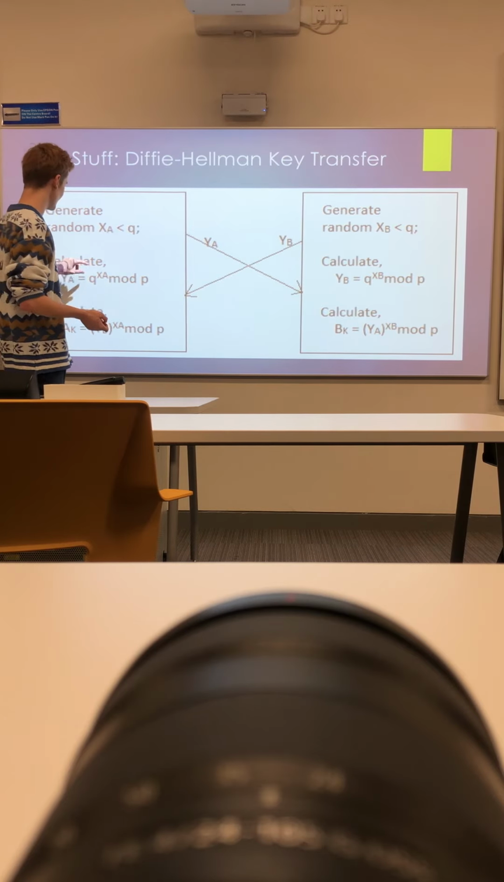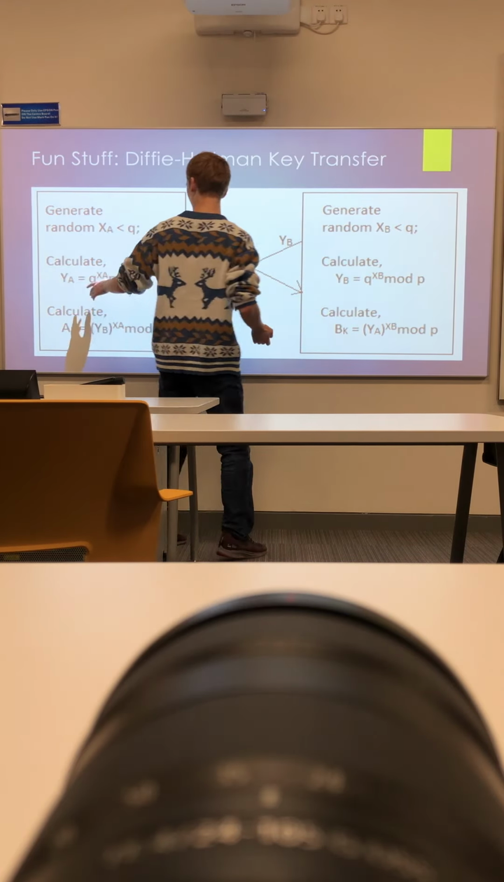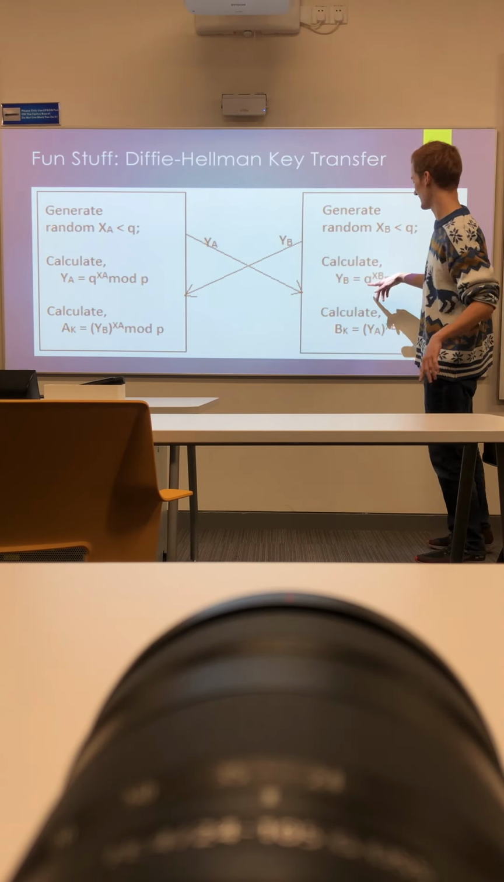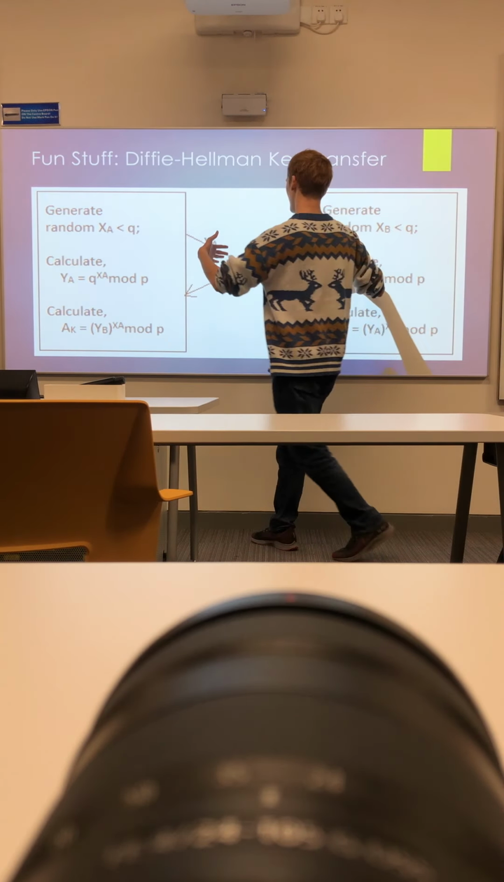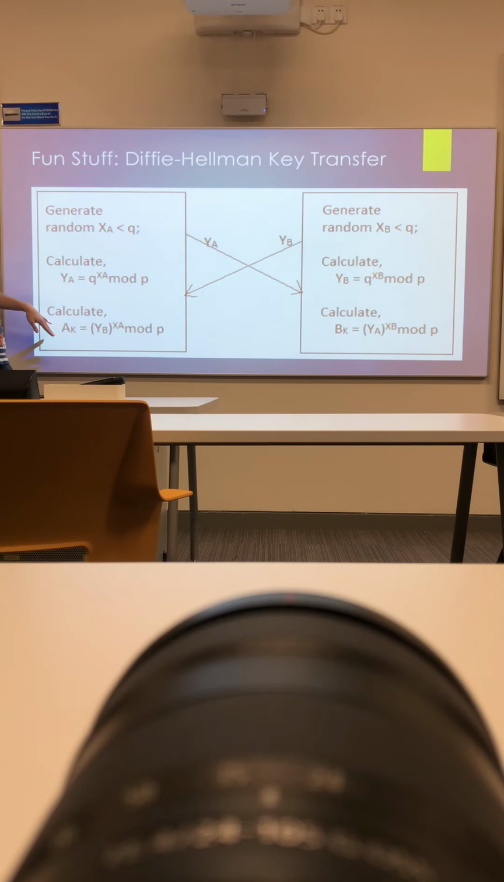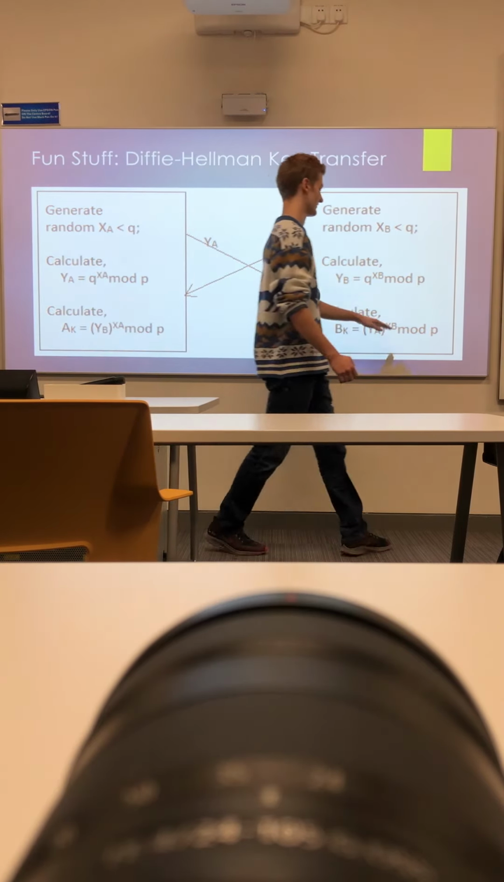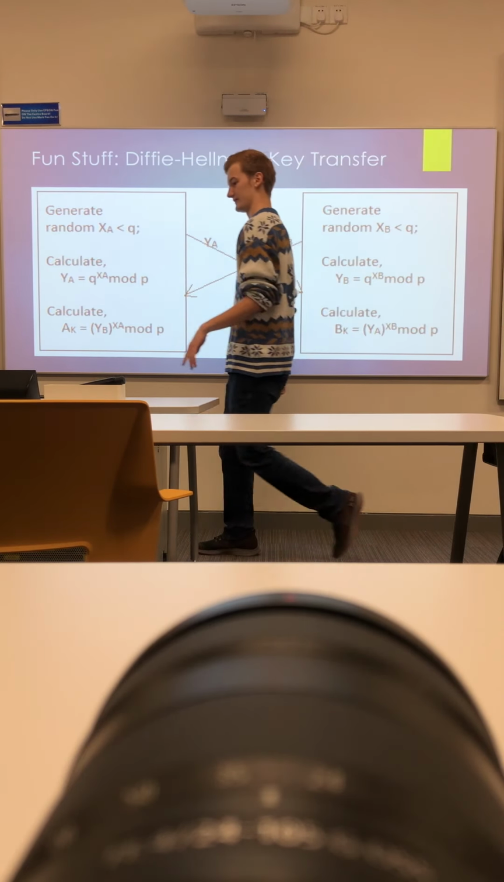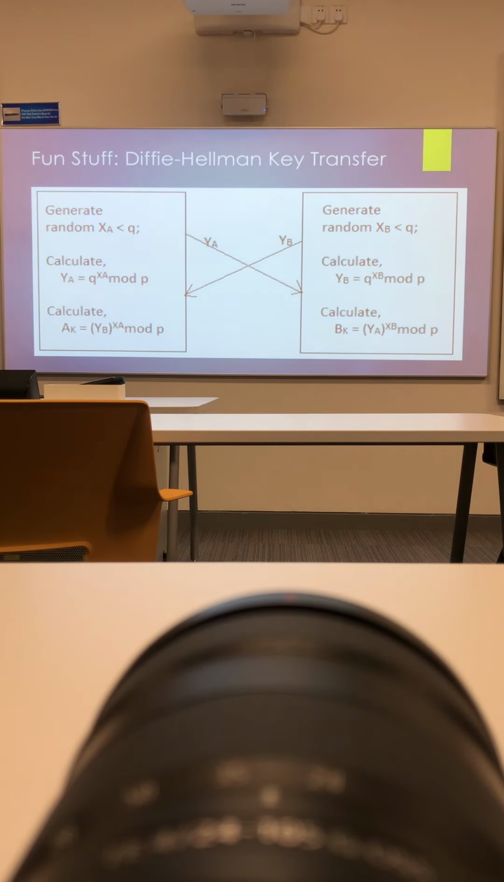The idea is that you get q to the x, or q to the a and q to the b over here. Then they send the information over, and in order to get their secret thing, they just compute that once again to the power of their secret number. So, I'll just write it out.